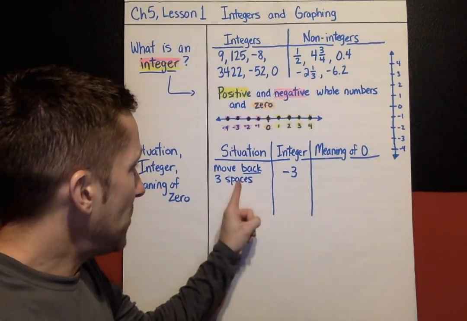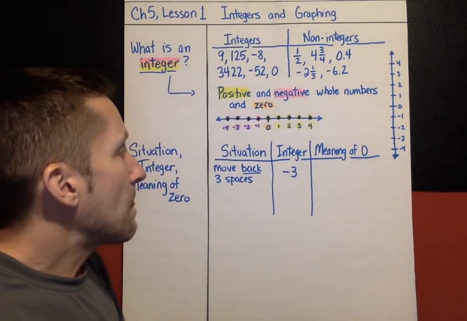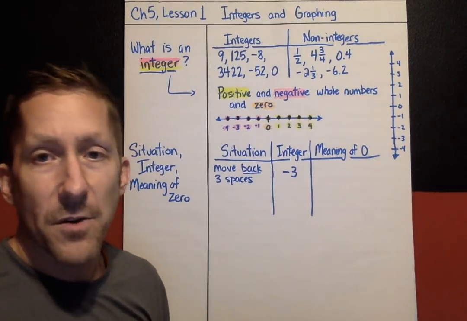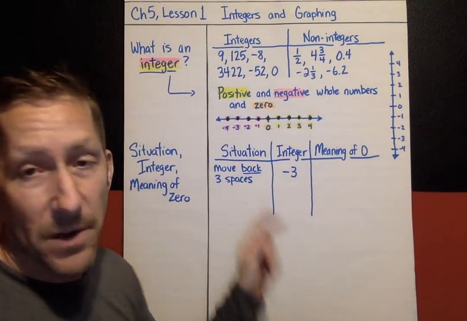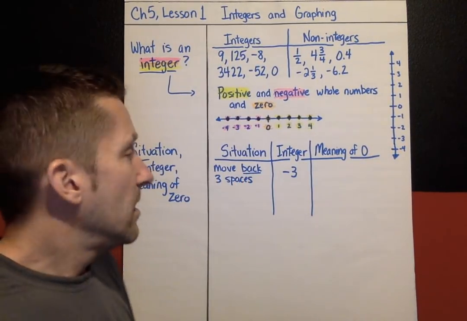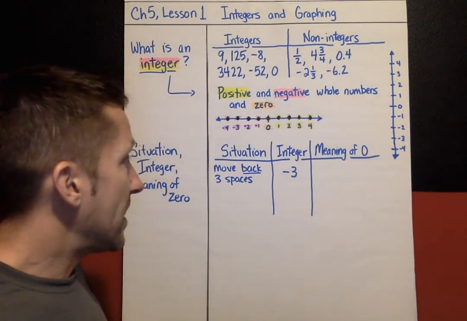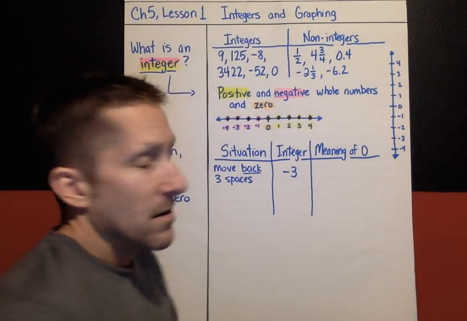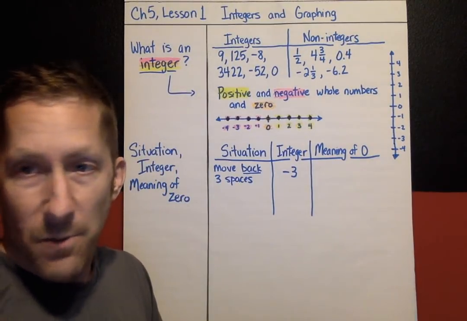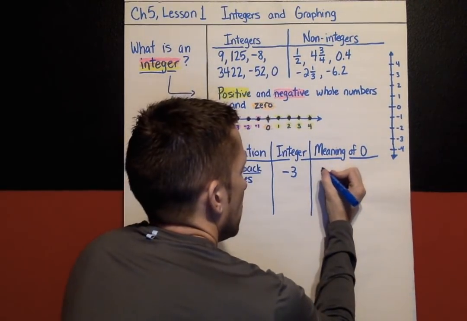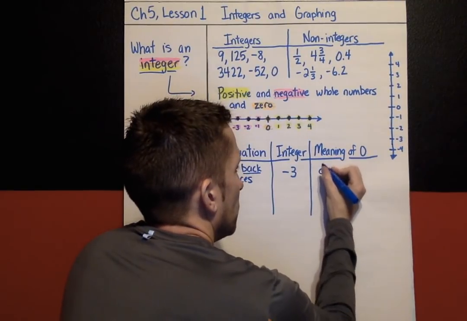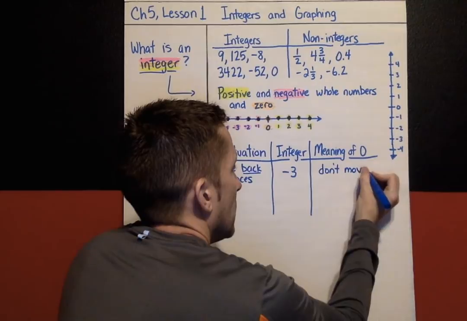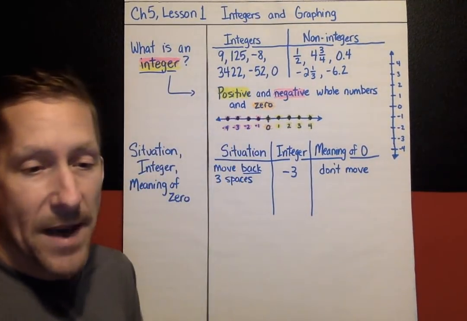In this situation, playing a game, what would be the meaning of 0? So the meaning of 0 depends on your situation, whatever your context is. In this situation, playing a game, and you got a 0, you could say you don't move forward and you don't move backwards. Or you could say you don't move.